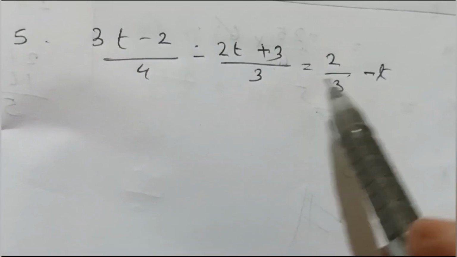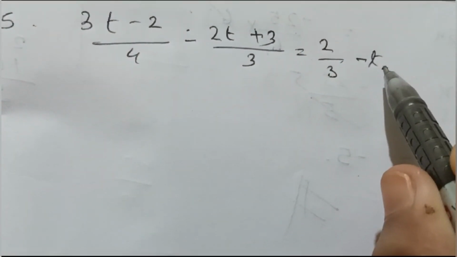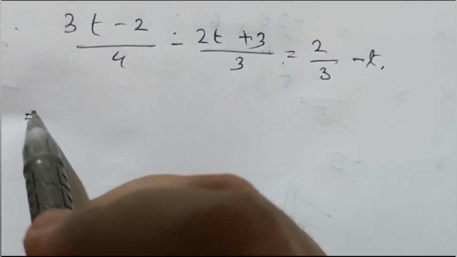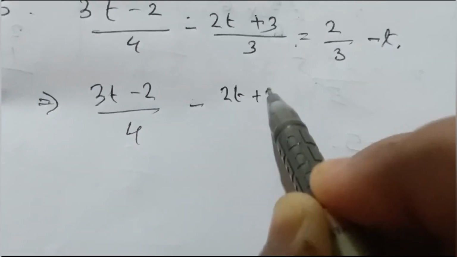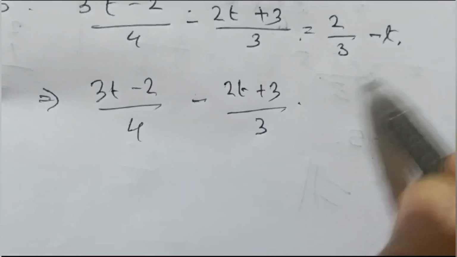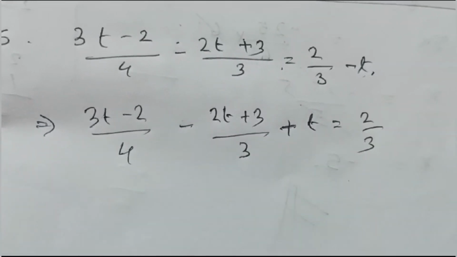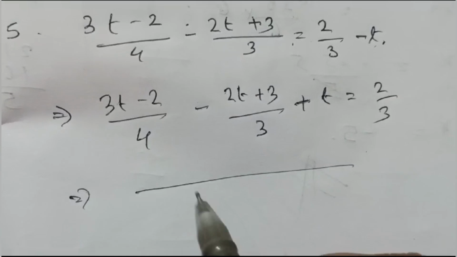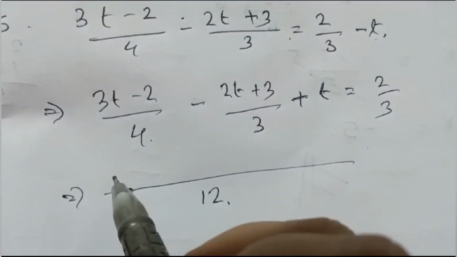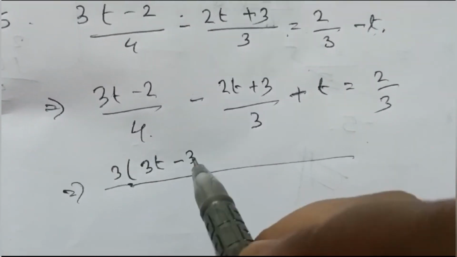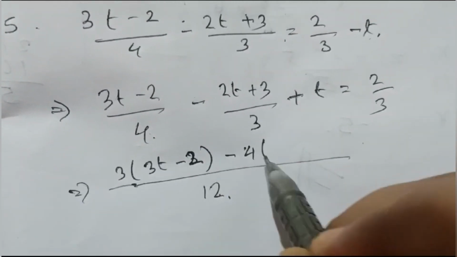So now we'll do LCM. This T is here now, so we'll bring it here. First of all we'll write like this: 3T minus 2 by 4, then minus 2T plus 3 by 3, then here plus T, minus T will come here, then it will come plus T, then here will come 2 by 3, right? So now we will do LCM. How much will you get here? 12. 3, 4 is 12, okay? Then here, 4, how about the 12? 3. So we have to write like this. Okay, this is 2. Then here minus, here 3, 4 is 12. That means 4, we have to write like this.